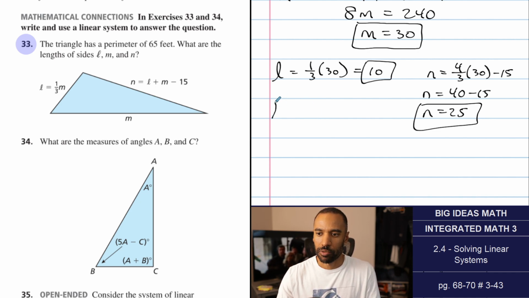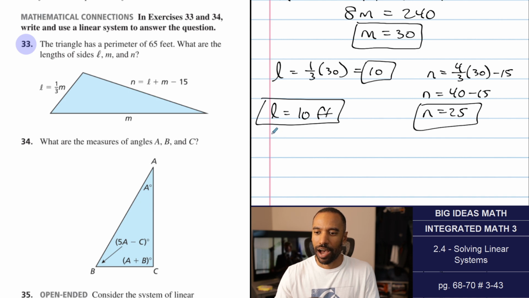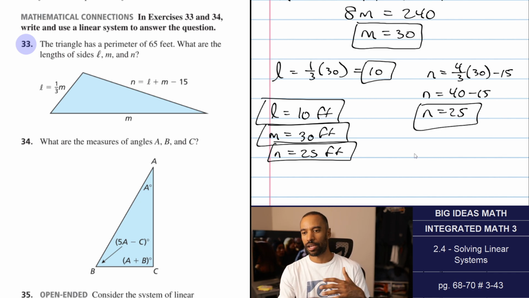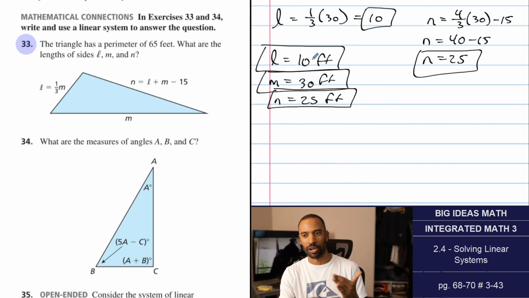This is feet. So let's write it one more time. L is 10 feet. I'm just boxing them again. M is 30 feet. N is 25 feet. Now, this is one where it's a word problem, so I'm not going to write an ordered triple for this thing. I could, but 10, 30, and 25 are for L, M, and N, like so.